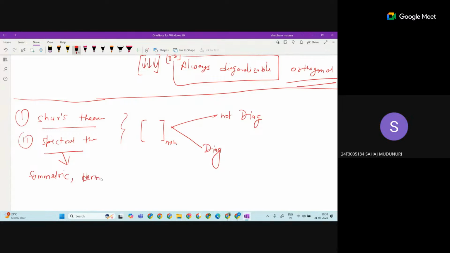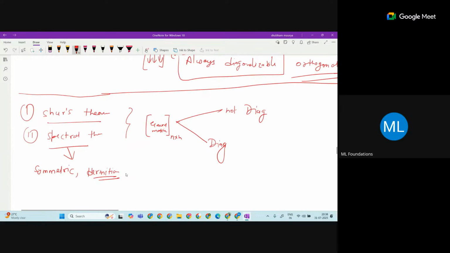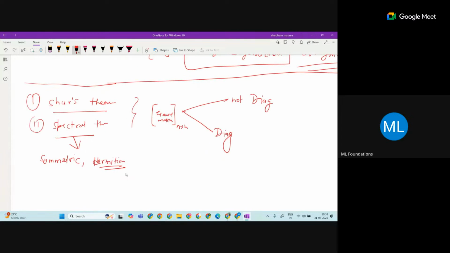One small question, sir. When you say diagonalizable, do you mean orthogonally diagonalizable? Diagonalizable is what I am saying for a general matrix. But for symmetric and Hermitian, I will tell you when it is going to be orthogonally diagonalizable. What is the difference between orthogonally diagonalizable and diagonalizable? For Hermitian it will be unitarily diagonalizable. Yes, let me tell you.